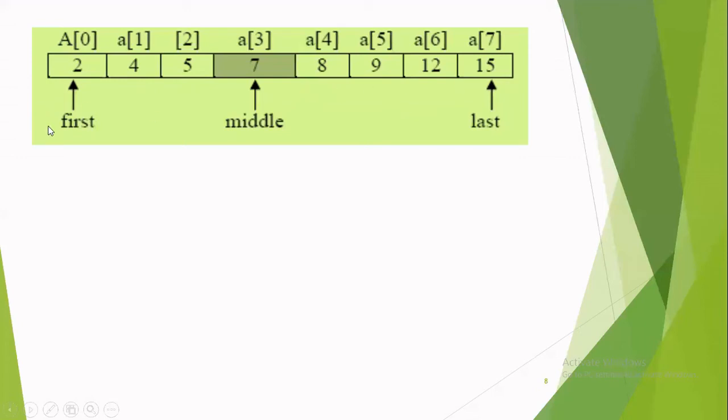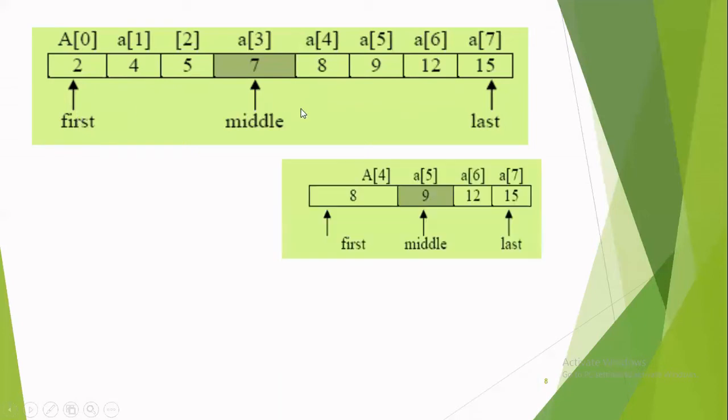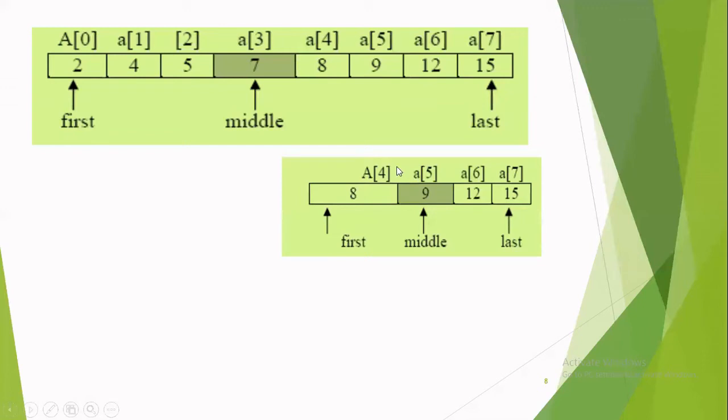Now, we have to move the first pointer variable to middle plus 1. In the next iteration, we are going to compute the middle again using the same formula. Middle equals (first + last) divided by 2. Here the first pointer variable is pointing to index value 4, and the last pointer variable is pointing to index value 7. So 7 plus 4 is 11. 11 divided by 2 is 5.5. Hence, the middle element index value will be 5.